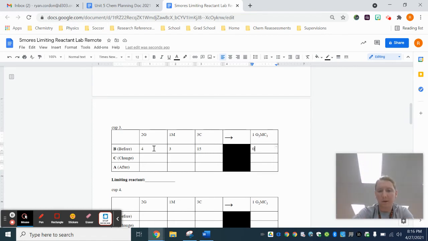All right, for this one, I want you guys to pause the video and see if you can fill out this entire BCA table. See if you can predict which reactant is going to limit us from making more s'mores, and then therefore, how many s'mores are we actually going to be able to make? How many of each reactant are we going to use? And how many of each reactant will we have left over when it's all said and done? See if you can predict that before moving on to the next part.